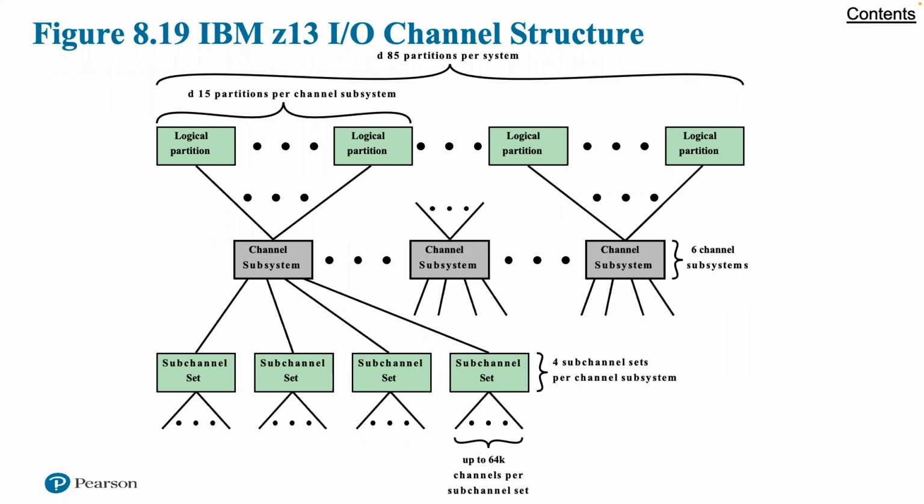Next, we have subchannels. A subchannel appears in a program as a logical device and contains the information required to perform an I/O operation. One subchannel exists for each I/O device addressable by the CSS. A subchannel is used by the channel subsystem code running on a partition to pass an I/O request to the channel subsystem. A subchannel is assigned for each device defined to the logical partition. Up to 196K subchannels are supported per CSS.